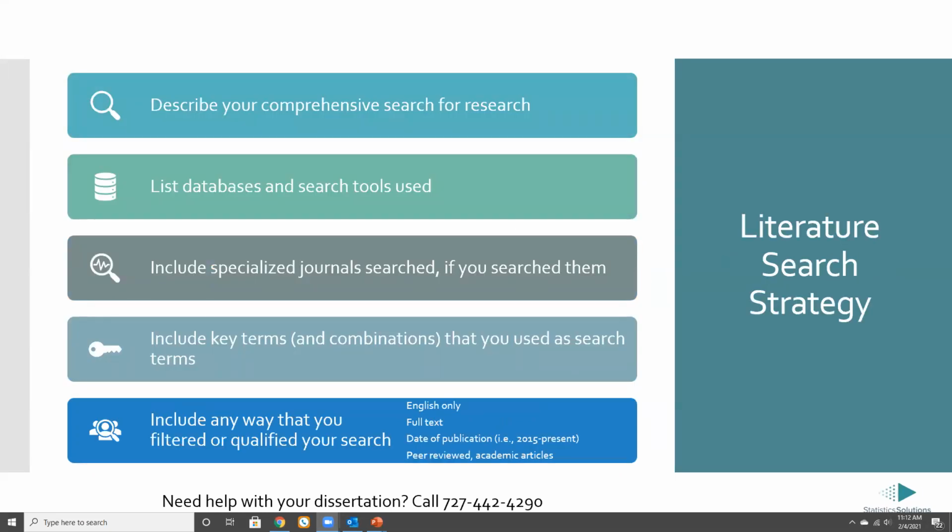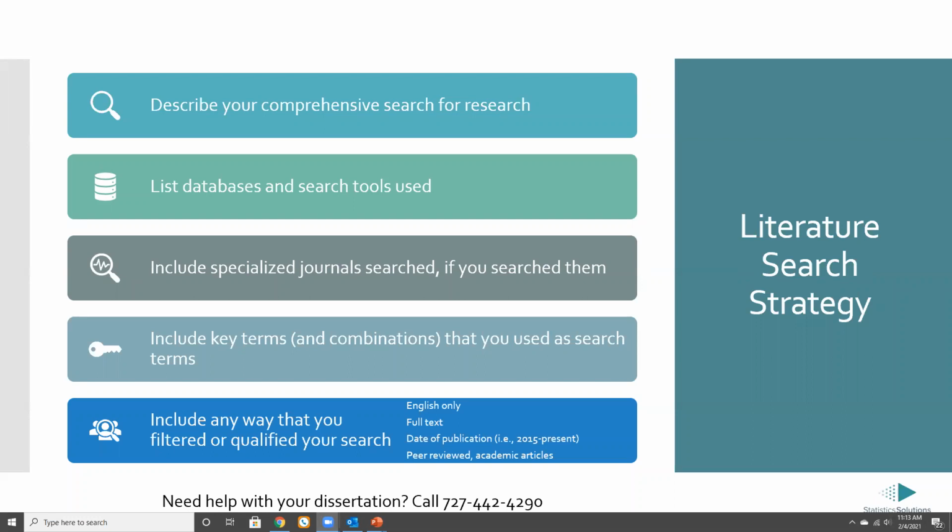Next, typically, is the literature search strategy, and this is just a description of how you searched for the material that you're reviewing in the lit review. The idea is you want to convey to your readers a sense of comprehensiveness, that your search was comprehensive, right? That it wasn't narrow, that it was broad and deep. So you do that by describing it, by talking about the databases that you searched. Here's a list of the databases I searched. Here's a list of the search tools I used. If you needed to search any specialized journals, you would include that.